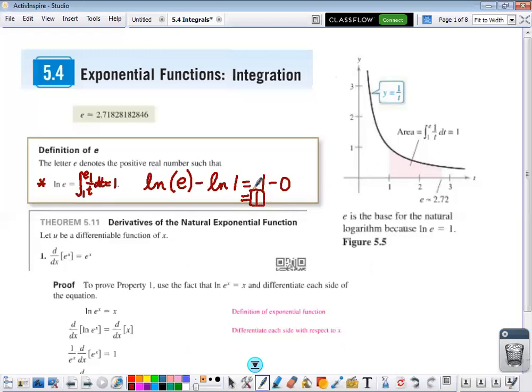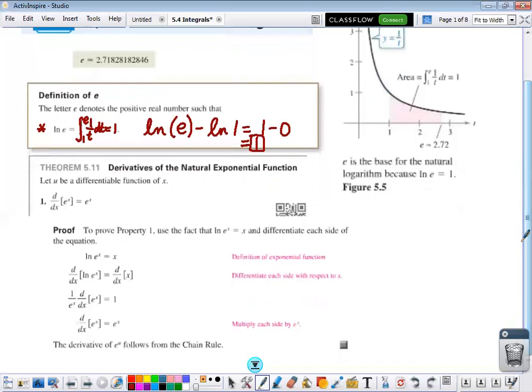Okay? All right, so this is the little proof at the bottom. To prove property 1, use the fact that natural log of e to the x is equal to x and differentiate each side of the equation. So this is showing you that the derivative of e to the x is equal to e to the x. If you take the derivative of natural log of e to the x, since they compose, then you take the derivative of the right side, which is just your x.